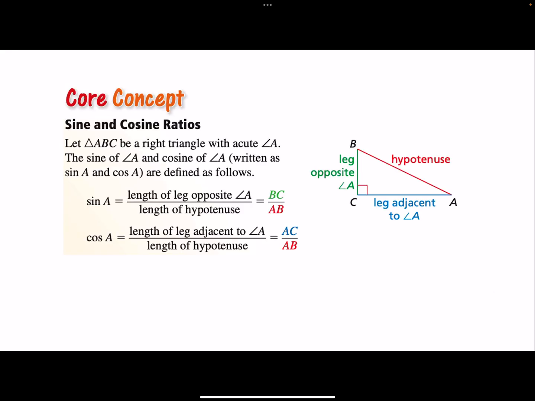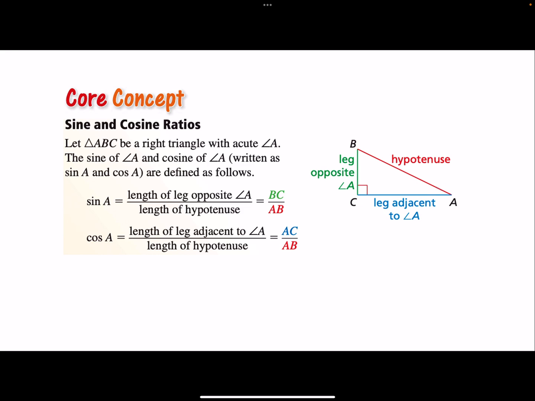So let's talk about our 3 ratios. First, we're going to talk about sine and cosine. Now, before I explain this, let's pretend that our theta or our angle that we're focusing on is going to be angle A, which is right here. Okay, this angle right here. Whenever you're finding the sine of an angle, you're always going to create your ratio by taking the opposite over the hypotenuse. Okay, so whatever the length of BC is over the length of AB, which is the hypotenuse.